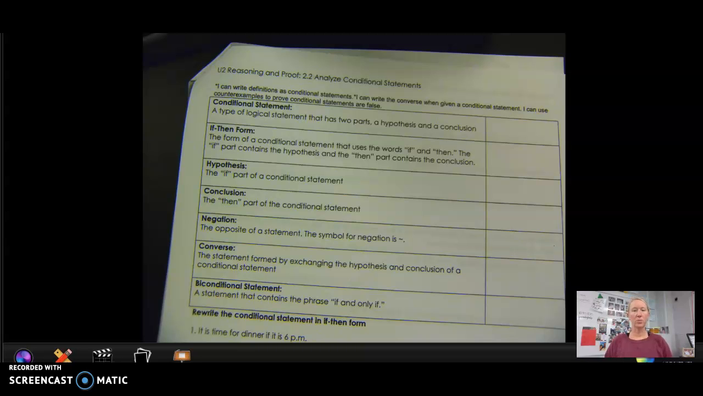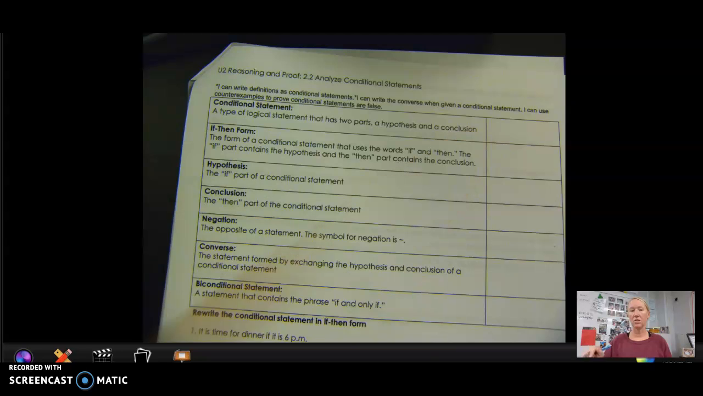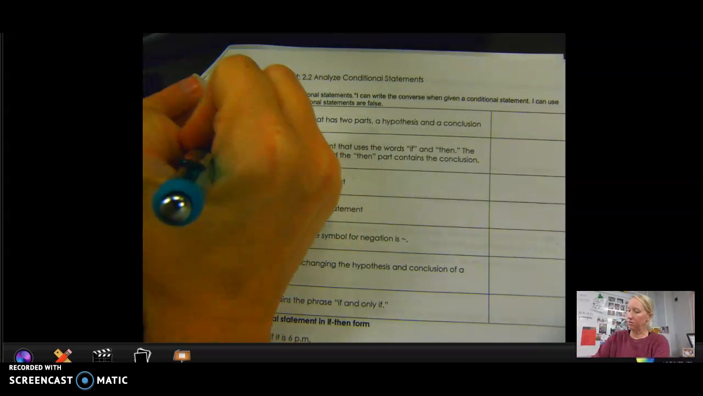Okay, so 2.2, we are talking about conditional statements. Conditional statements, you will be writing out sentences essentially. It is an if-then statement with a hypothesis and a conclusion. This should remind you of science a little bit and making your hypothesis in science. So it's a logical statement, two parts, a hypothesis and conclusion. That is where we do if-then form.